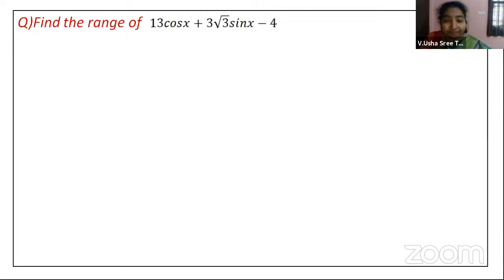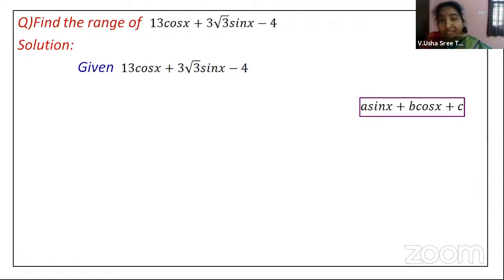Find the range of 13 cos x plus 3 root 3 sin x minus 4. That is your problem. Then you are given that 13 cos x plus 3 root 3 sin x minus 4. You will try to compare this with the general expression. When you compare, you will get A is equal to 3 root 3, B is equal to 13, and C is equal to minus 4.